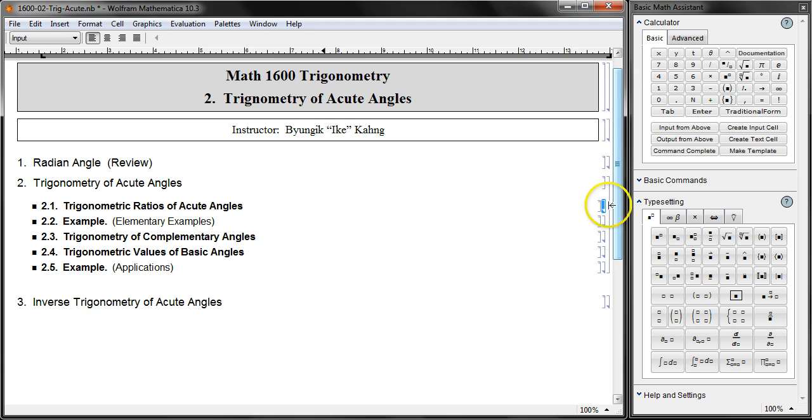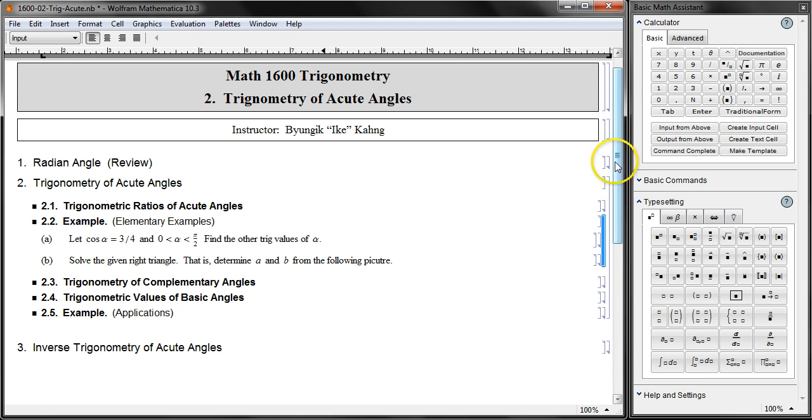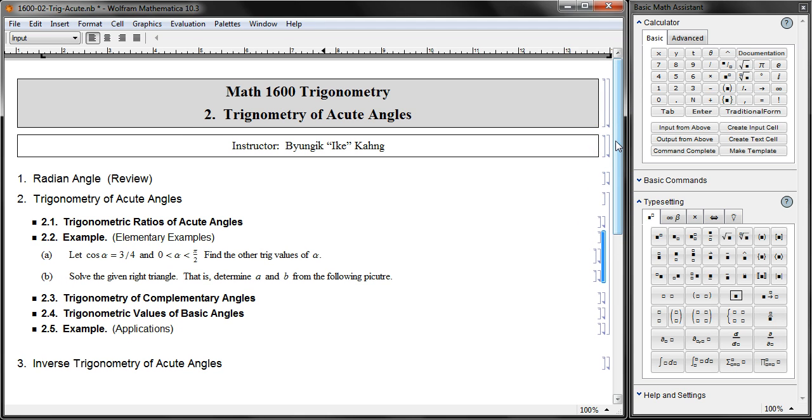Now, let's go to an example problem to solidify our understanding. And here's the first example. Let cosine of alpha be 3/4, and alpha is an acute angle between 0 and pi over 2. Find the other trig values of alpha, which means sine of alpha, tangent of alpha, cosecant, secant, and cotangent of alpha. We have to find all 5 of them because one of them is given.